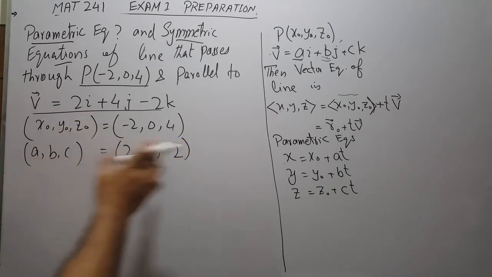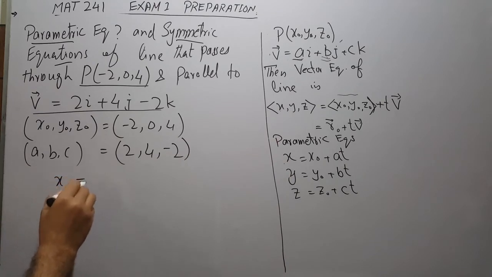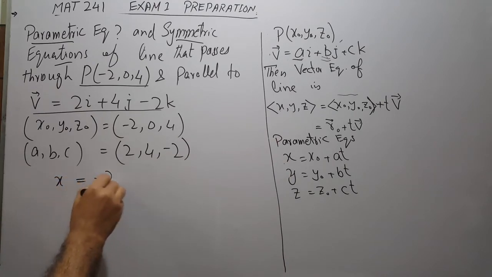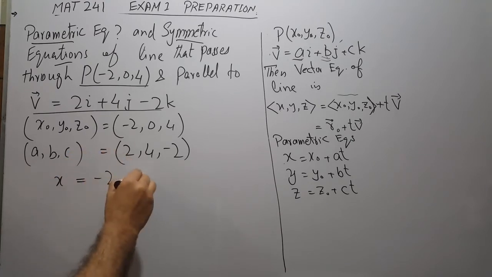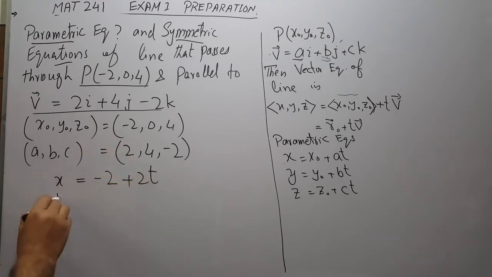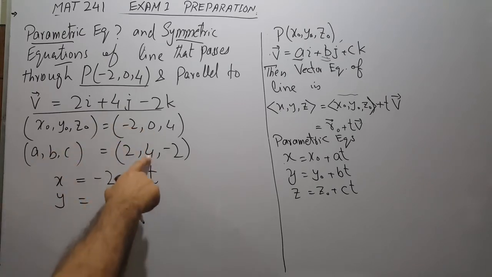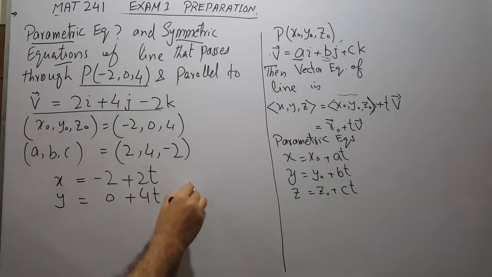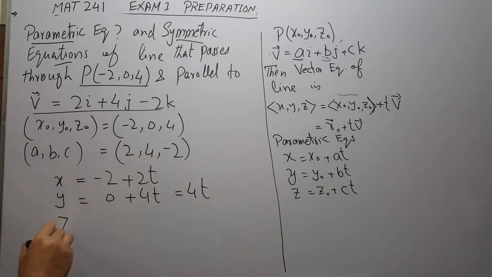So now you can just substitute these values in these equations and you will find out the parametric equation is x naught is -2 plus a is 2t. Similarly y would be y naught, which is 0, plus b is 4t. So you can write down only 4t, you don't need to write down 0. And for z we have 4 plus, so there is -2, so that is -2 times t. So these are the parametric equations for a line that passes through this point and is parallel to the vector 2i plus 4j minus 2k.